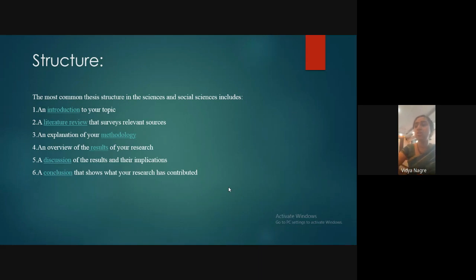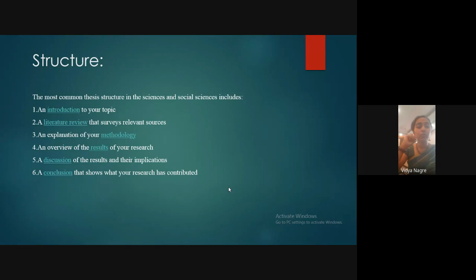Now, when we talk about structure, this is just a common structure that most research writings have. So you have introduction, then literature review. In the introduction, you have to talk about what topic you have chosen and what you want to do with it, what research problem you want to investigate.